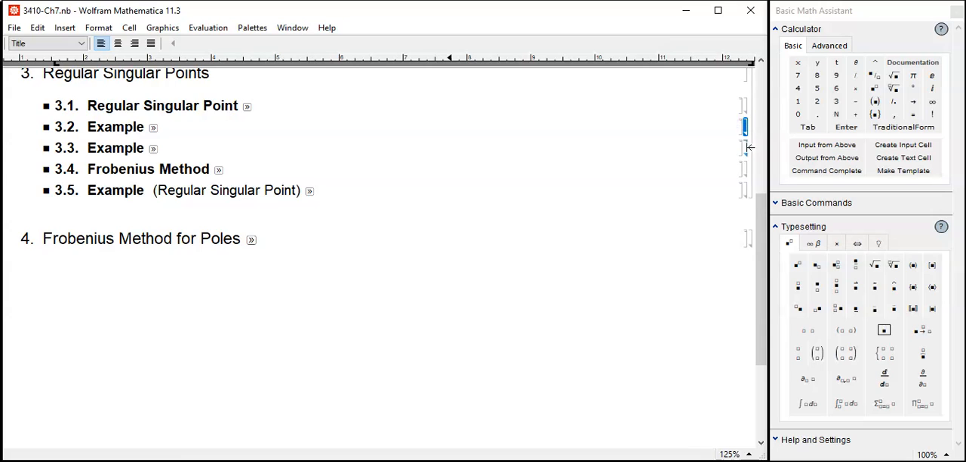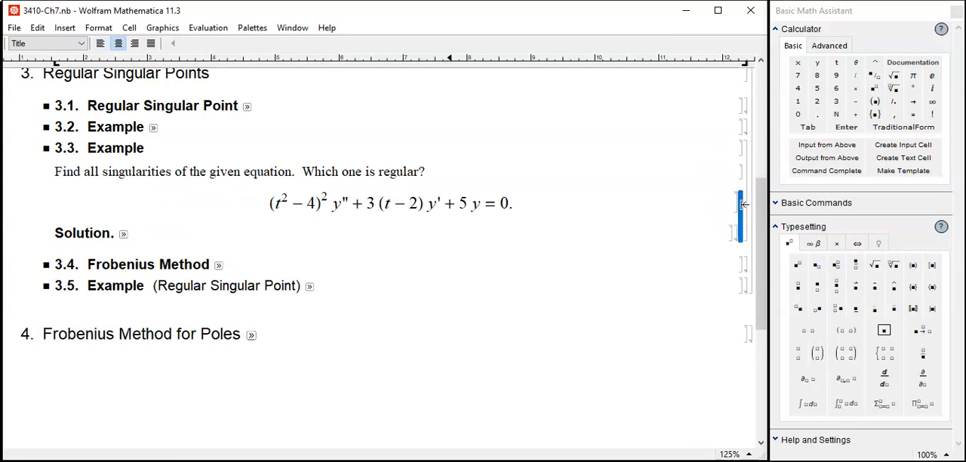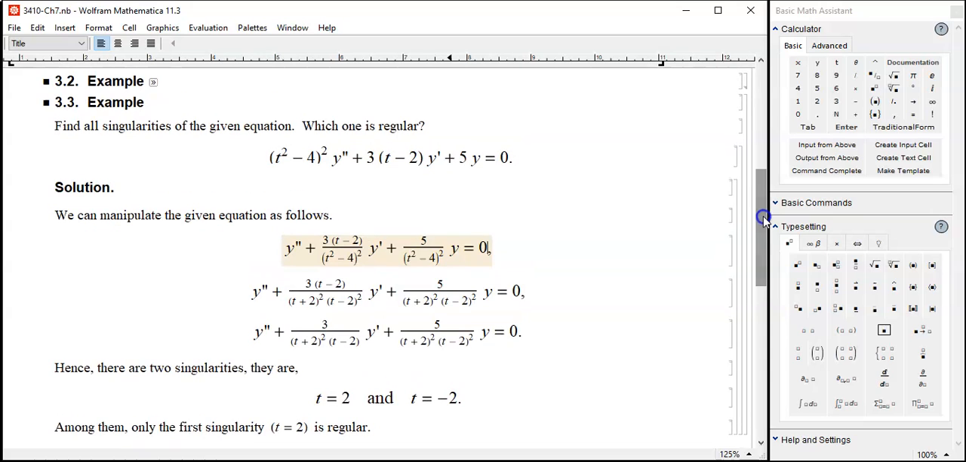Another example, I think this is a non-example. Yeah, here we go. We have two singularities here. If I divide everything by t squared minus 4 squared, we get this expression. Okay, just algebra, right? And then you can factor the denominator. So what do you have? You have t plus 2 and t minus 2.